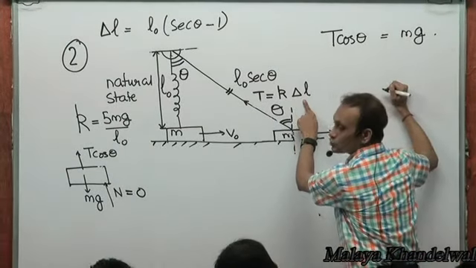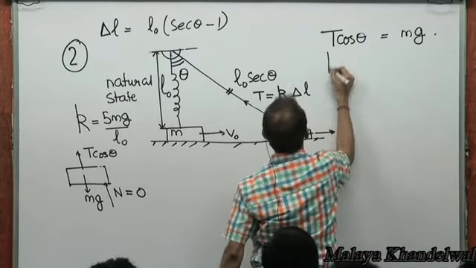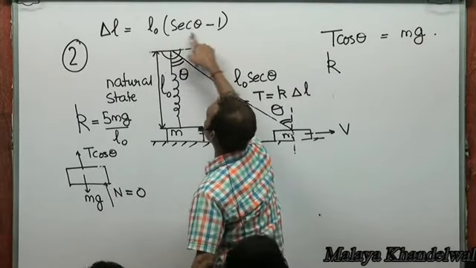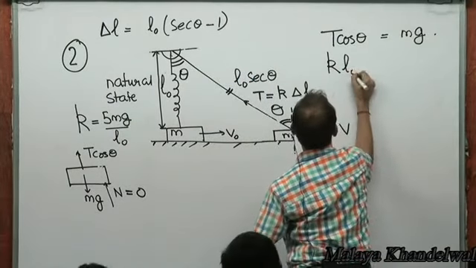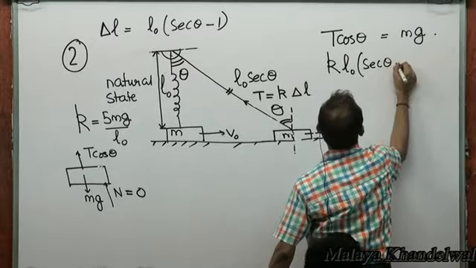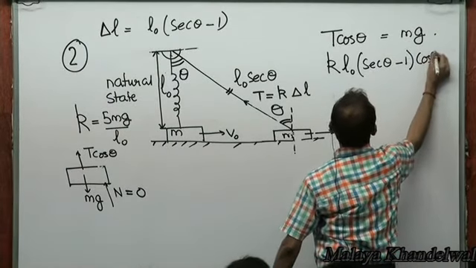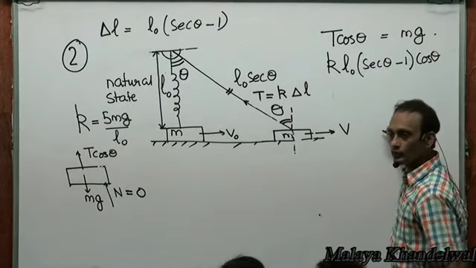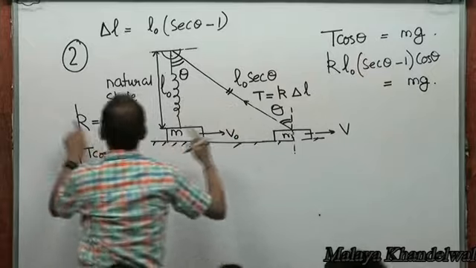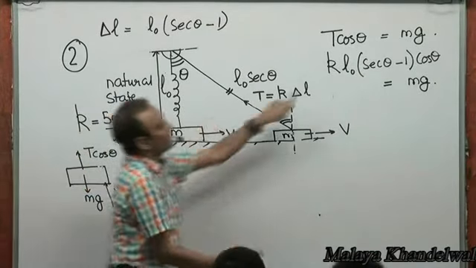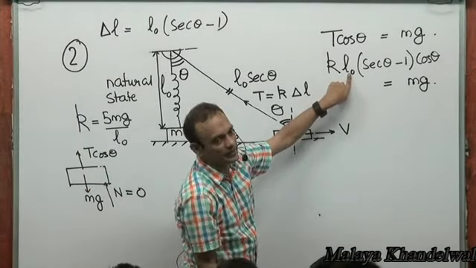What is T? T is k into delta L. Delta L is L naught into (sec theta minus 1), into cos theta. Yes or no? That's T cos theta, and that must just about become equal to mg, where k into L naught is 5 mg. So this k L naught can be written as 5 mg, and that 5 will come here to make it 1/5. So then we have 1 minus cos theta equal to 1 by 5.